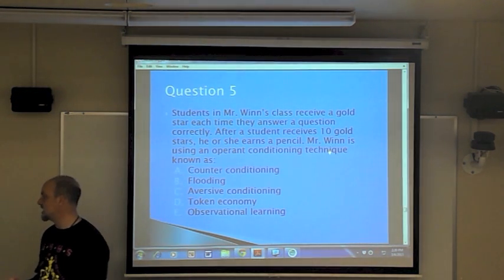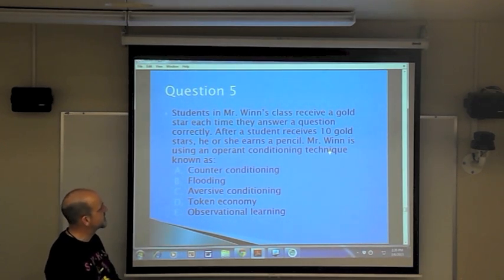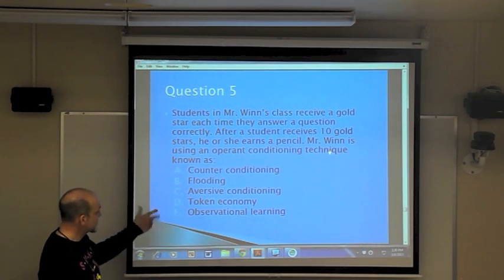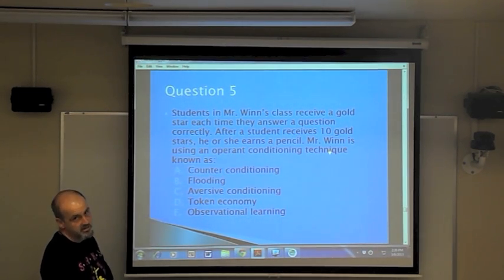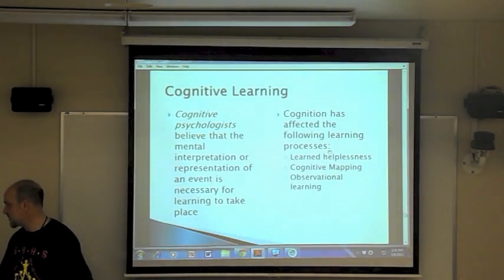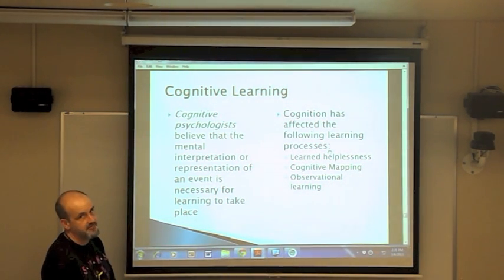Students in Mr. Wynn's class receive a gold star every time they answer a question correctly. After a student receives 10 gold stars, he or she earns a pencil. Something to look forward to. Now, this is, again, they're given tokens, which in this particular case, a token can be anything. In this particular case, it's a gold star. And then they go exchange it, and they get something in return. Now, cognitive psychologists look at how mental processes affect how we interpret this reinforcement.